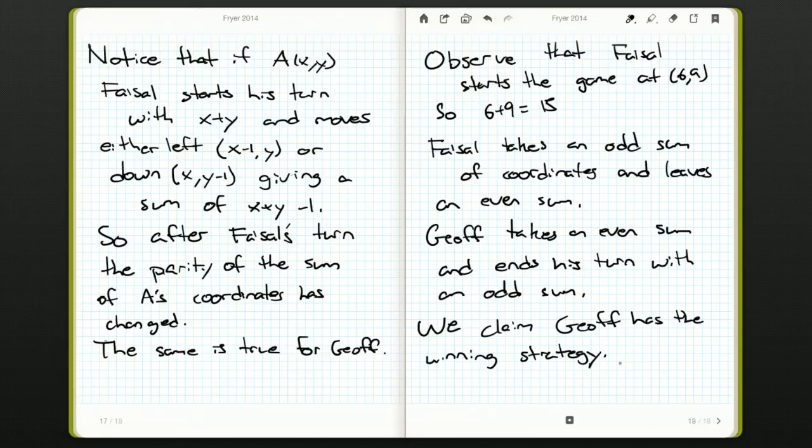And so what can he do? Anytime Feisel gives an even coordinate for y, Jeff needs to also go down a step. So if Feisel goes from 6, 9 to 6, 8, then Jeff needs to go from 6, 8 to 6, 7.